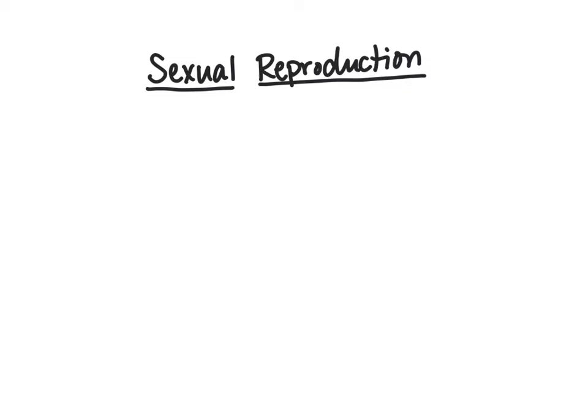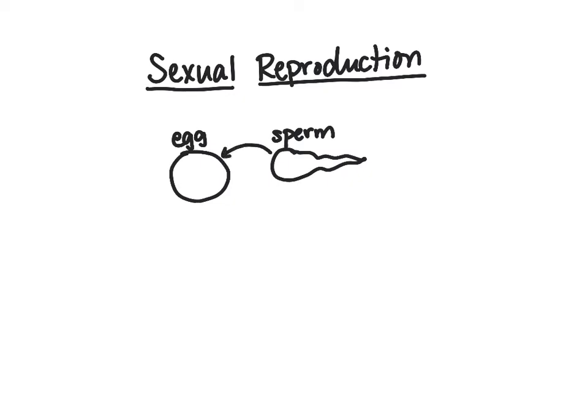What happens in sexual reproduction is that a female produces an egg, and a male produces a sperm. During fertilization, the genetic information that's in the sperm gets transferred into the egg. And then the fertilized egg becomes known as a zygote.